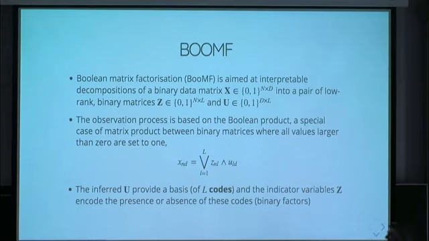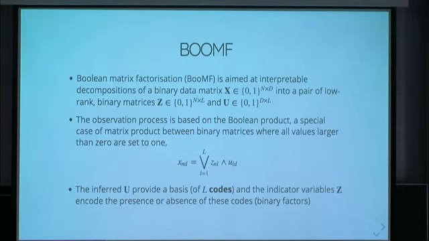And the thing that distinguishes it is that we're going to say an observed X, which is binary, is a 1 if any of the elements of the factors, let's call them, times the codes give a 1. So this is a kind of OR. In other words, to put it another way, X_nd is only 0 if none of the factors against the loadings are non-zero.